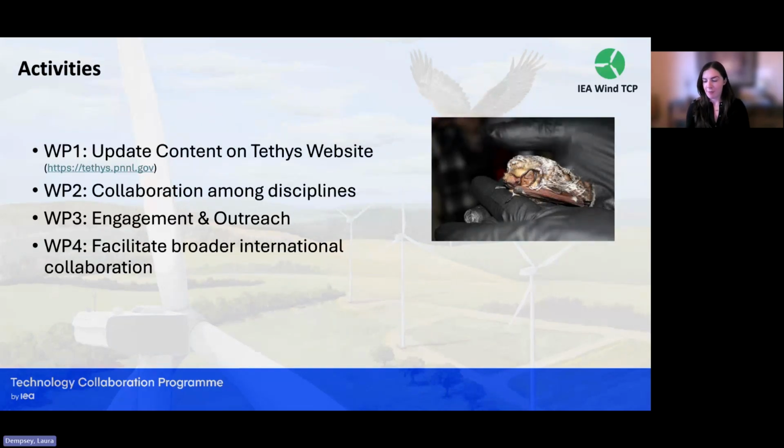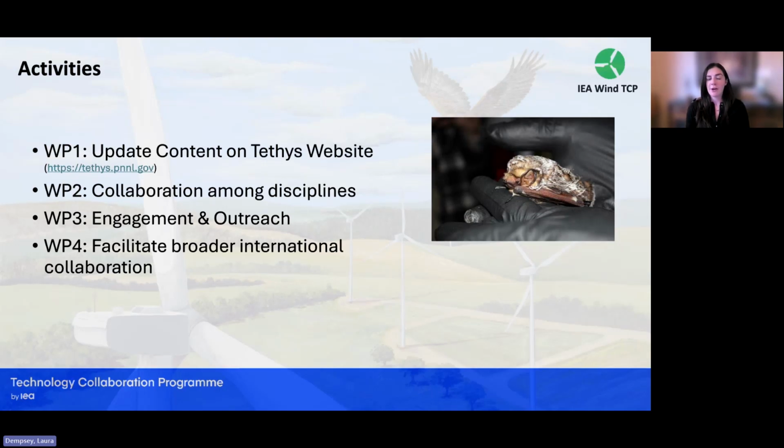Really the primary motivation of WREN stems a lot from the topical expert meeting that Cris was mentioning, encouraging how do we collaborate to overcome the grand challenges of wind energy. And some of the main activities of WREN. The first is to update content on the TETHIS website. And TETHIS is a knowledge hub that aims to advance wind energy research by improving access to environmental information through aggregation and dissemination of high quality science. And I'll put the link to that website in the chat after my presentation.